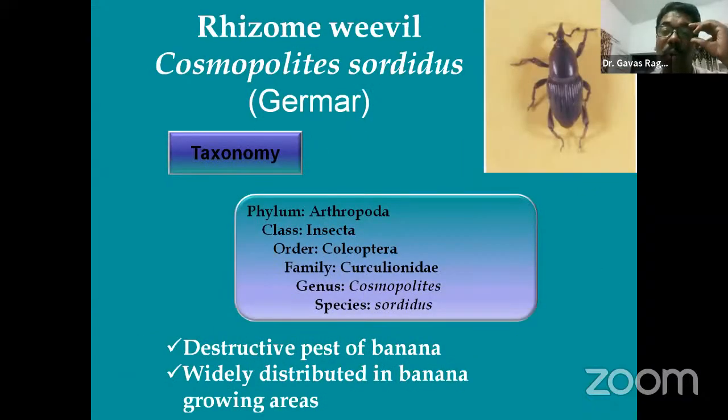Now coming to the second important weevil pest of banana, called the rhizome weevil, scientifically called Cosmopolites sordidus. Basically, it belongs to the family Curculionidae. I hope you understand what is Curculionidae. Curculionidae belong to the order Coleoptera and contain weevils. This comb weevil or rhizome weevil is the second most destructive pest of banana, which is widely distributed in banana growing areas in India as well as in the world.